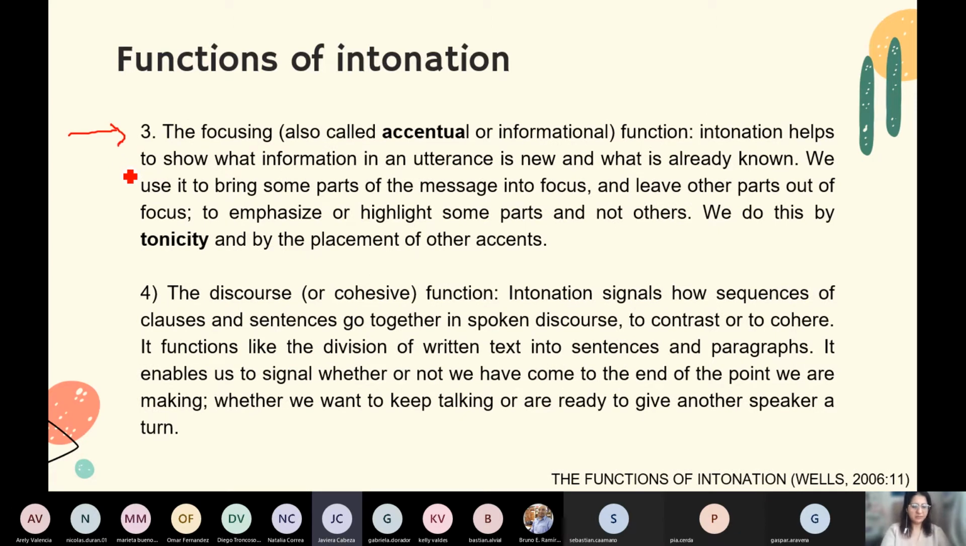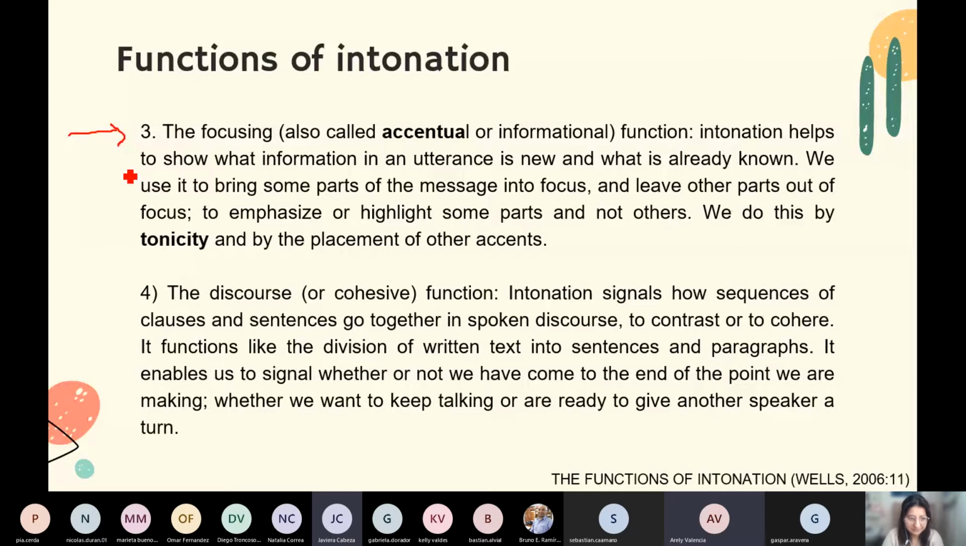For some reason I cannot see the list of... now I can. Areli Valencia, are you there, Areli? Yes, I'm here. Can you read paragraph number 3, please?